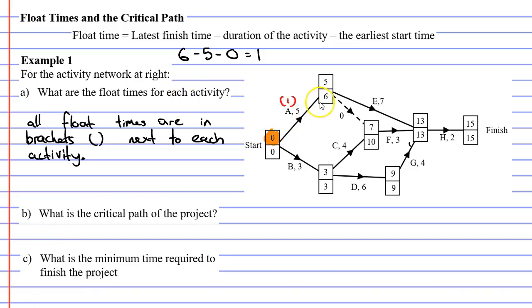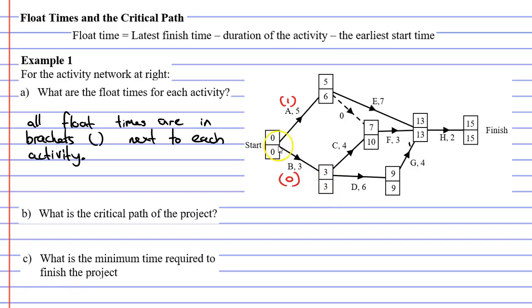All right, let's look at activity B now. Activity B has a latest finishing time of 3 and an earliest start time of 0. So we don't need to write the working out each time. We can just work it out in our head. 3 minus the duration of the activity, 3 minus 0 gives us a float time of 0. So activity B is a critical activity, meaning it cannot be delayed at all.